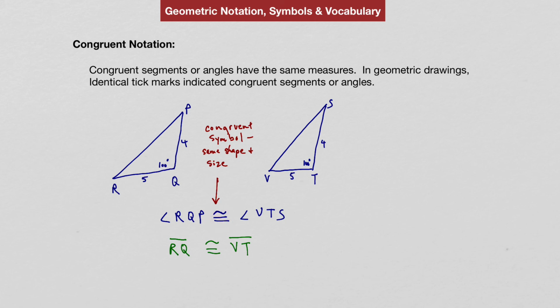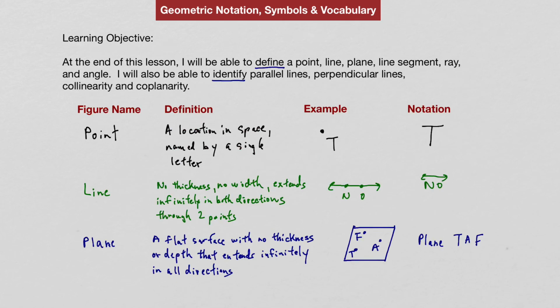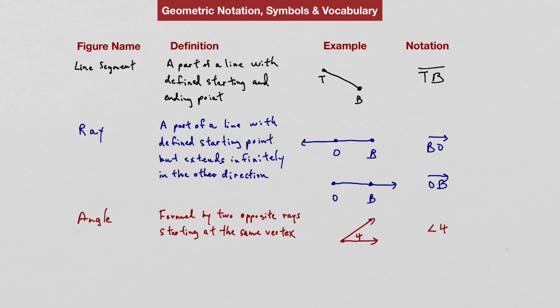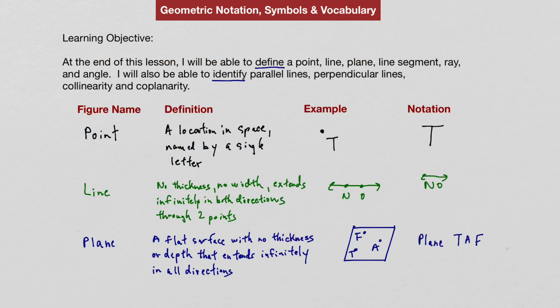Okay, so let's go ahead and review. We indicated at the beginning of the lesson that you're going to be able to define a point, line, plane, line segment, ray, and angle, and we've defined that already. Here we've got a point, a line, a plane, a line segment, a ray, and an angle. And then we also said you would be able to identify parallel lines, perpendicular lines, collinearity, and coplanarity. So we did that over here.